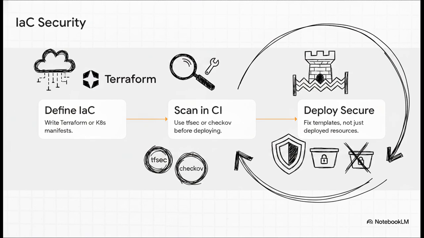But wait, configuration security doesn't just stop at your app code, it goes straight down into your infrastructure. You should absolutely be defining your infrastructure as code, but then you've got to proactively scan those definitions in your CI pipeline using tools like tfsec or checkov before they ever deploy. And remember, always scan and fix the underlying template in CI rather than manually tweaking things in the deployed environment. I mean, if you just manually patch an open S3 bucket in the AWS console, your very next Terraform apply is just going to overwrite it and expose it all over again.